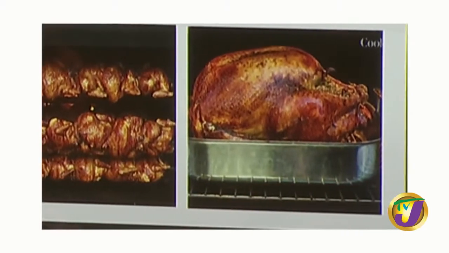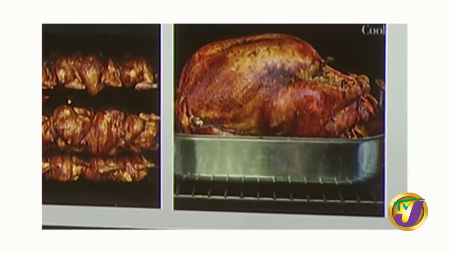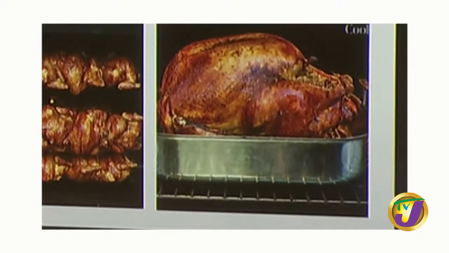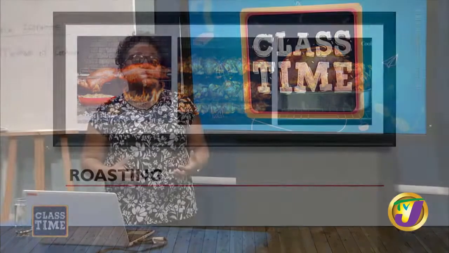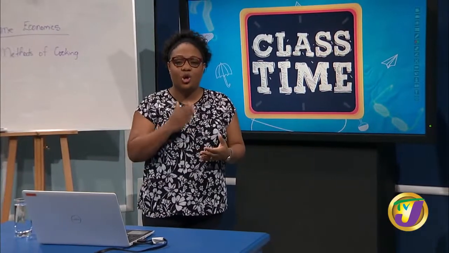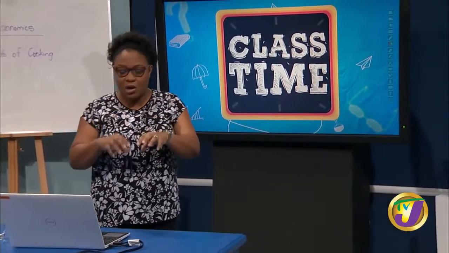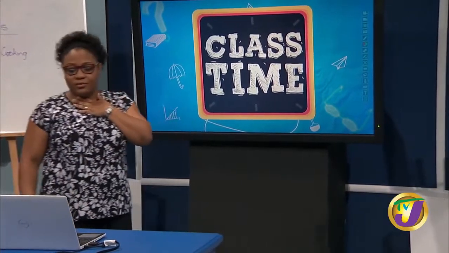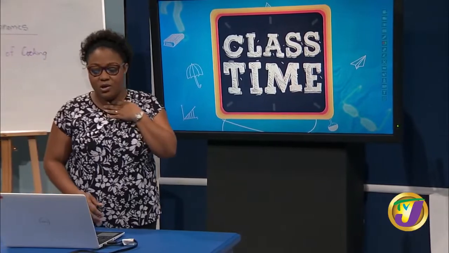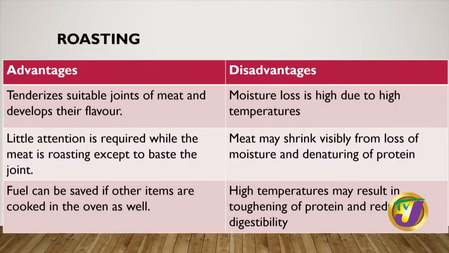So roasting tends to be larger cuts of meat, or the whole cut of meat. So we tend to roast a whole chicken, we tend to do pot roast, so there are bigger cuts of meat, versus baking, where we kind of joint the item and do it on a small scale portion. Advantages of roasting: it tenderizes suitable joints of meat, and it develops their flavor.